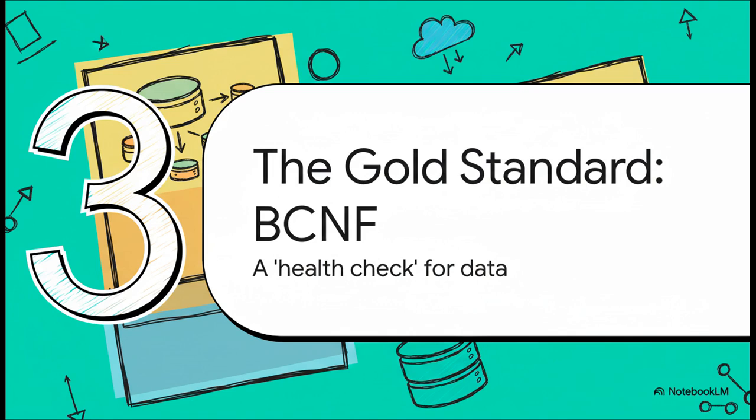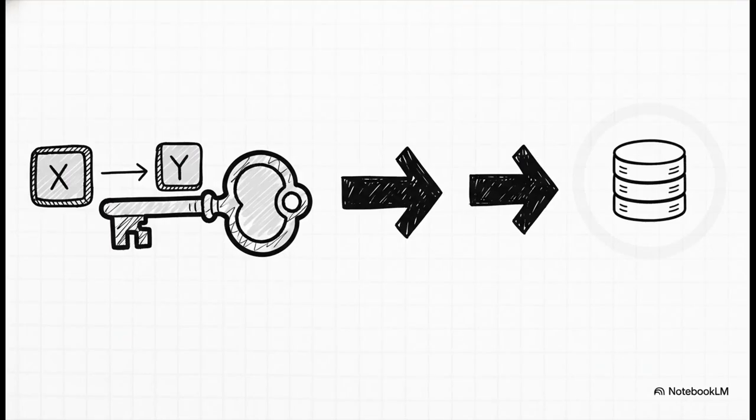Well, we need a way to test our database design, right? A formal health check or a gold standard that tells us if our structure is solid or if it's a disaster waiting to happen. And that gold standard has a name. BCNF. Boyce-Codd Normal Form. I know, it sounds super intimidating, but the idea behind it is just beautiful. It says this: for every single rule, every functional dependency in your table, the thing on the left side of the arrow must be a superkey. And a superkey is just a fancy way of saying it's a unique fingerprint for an entire row. BCNF demands that every fact in a row must be determined by that fingerprint, and nothing less.